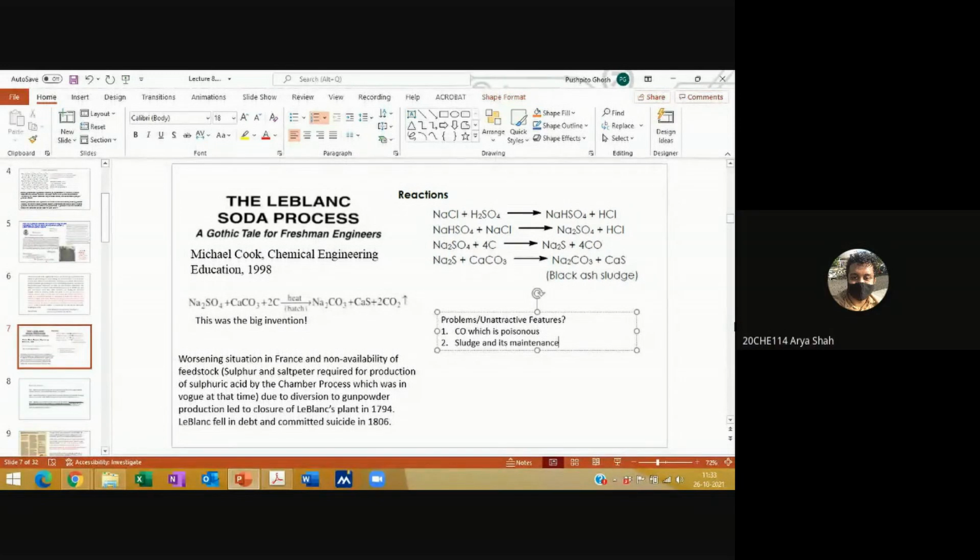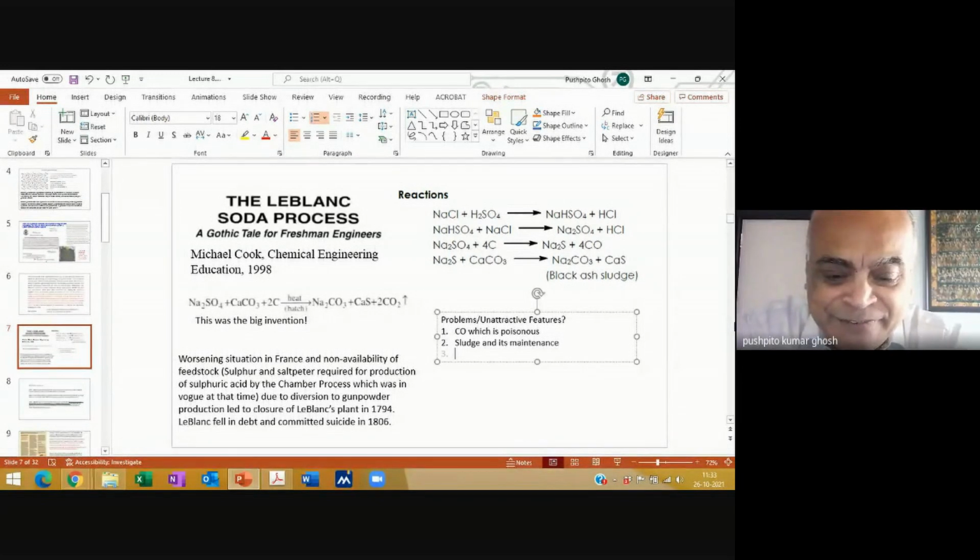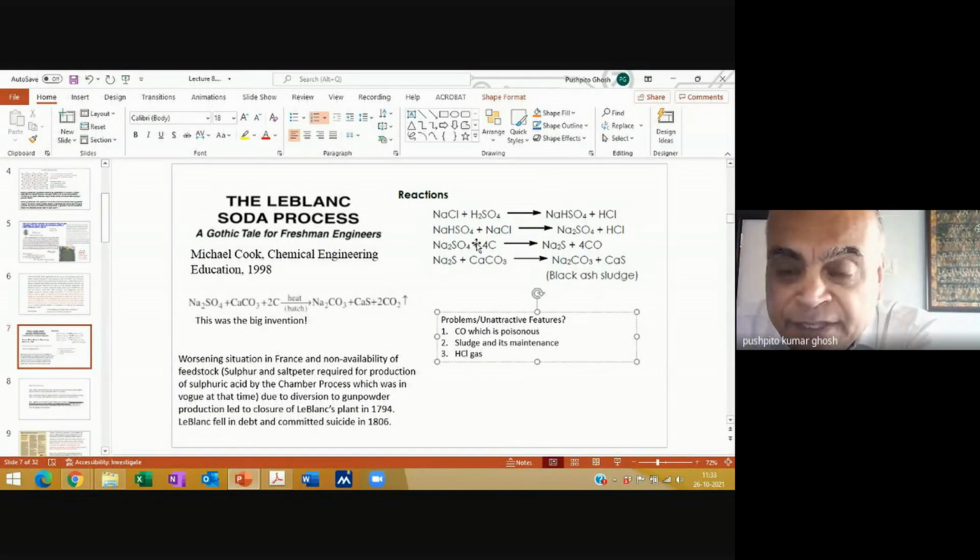So HCl gas is also produced. Yes, HCl. Can you imagine? This stuff is coming out and it was all going into the atmosphere. Okay, the HCl.